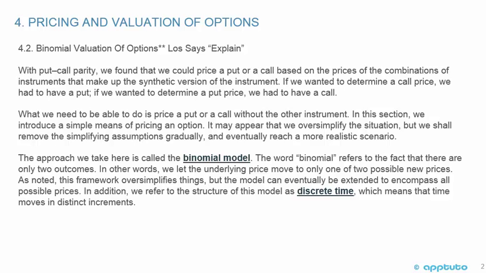In this section, we introduce a simple means of pricing an option. It may appear that we oversimplify the situation, but we shall remove the simplifying assumptions gradually and eventually reach a more realistic scenario. The approach we take here is called the binomial model. The word binomial refers to the fact that there are only two outcomes. In other words, we let the underlying price move to only one of two possible new prices.